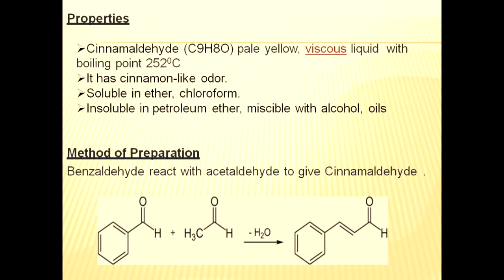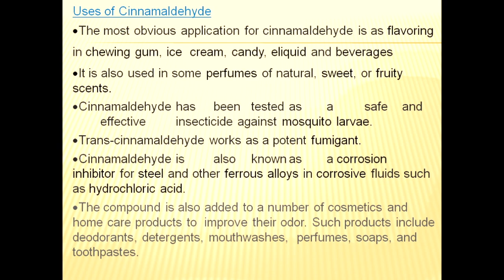Now, preparation of cinnamaldehyde. Cinnamaldehyde can be prepared from benzaldehyde. When it reacts with acetaldehyde, it undergoes dehydration and gives cinnamaldehyde as a product, an alpha beta unsaturated aldehyde with benzene. Now, uses of cinnamaldehyde. It is used as a flavoring in chewing gum, ice cream, candy, liquids and beverages. So it is used as a flavoring agent.